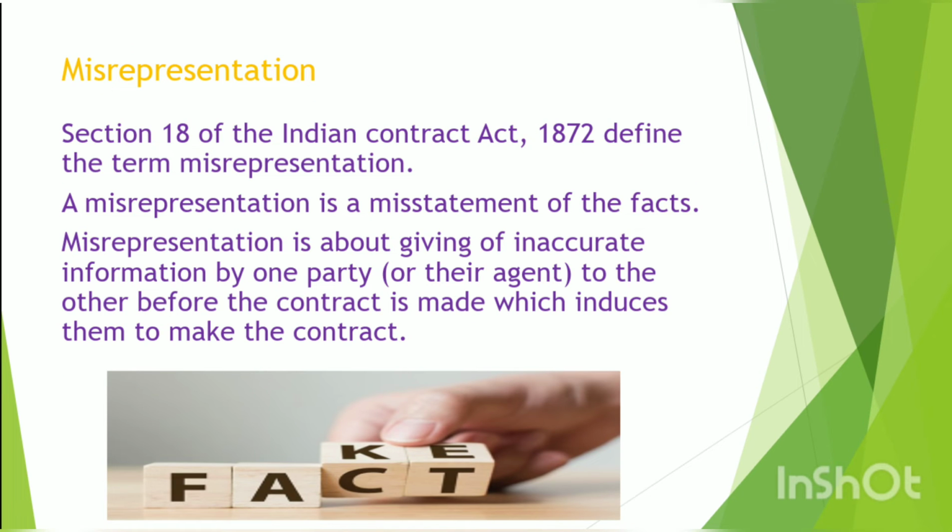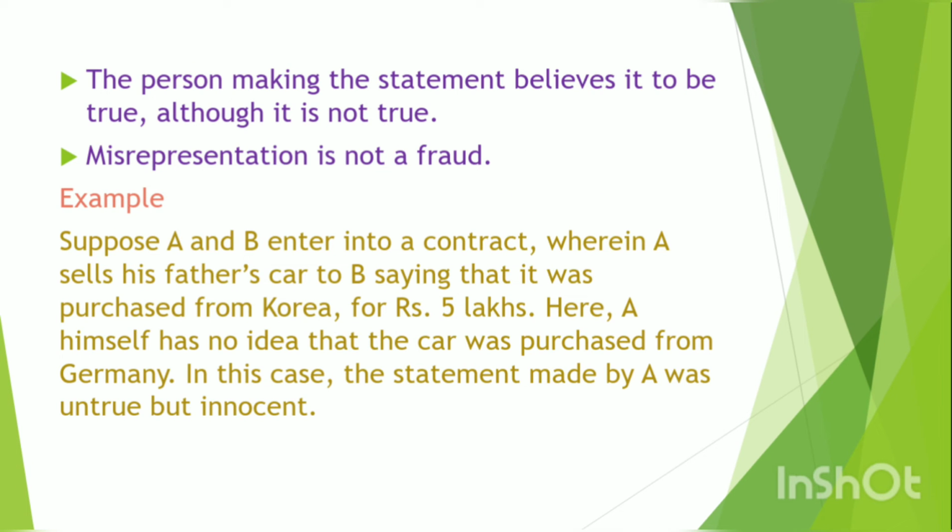Next concept is misrepresentation. It is explained under Section 18 of the Indian Contract Act, 1872. A misrepresentation is a misstatement of the facts. A small difference between fact and fake. In this case, a person who makes a contract strongly believes that it is a fact, but at last he finds it is fake. Misrepresentation is about giving inaccurate information by one party or their agent to the other before the contract is made, which induces them to make the contract. The person making the statement believes it to be true, although it is not true. Misrepresentation is not a fraud, but the contract is voidable.